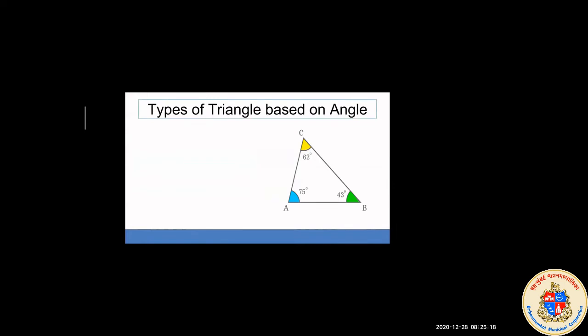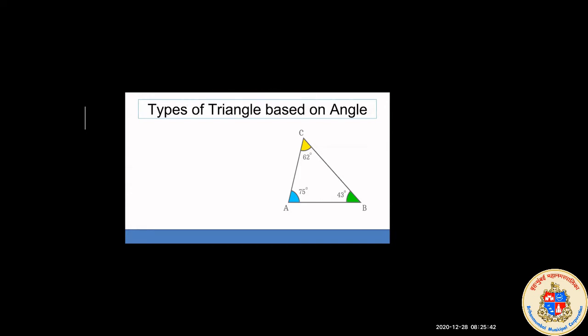Now, types of triangle based on angles. Okay, now we have seen the sides. On the basis of sides, we have classified triangles into three types: equilateral triangle, isosceles triangle, and scalene triangle. Now we will see on the basis of angles. So we have different measurements given here.